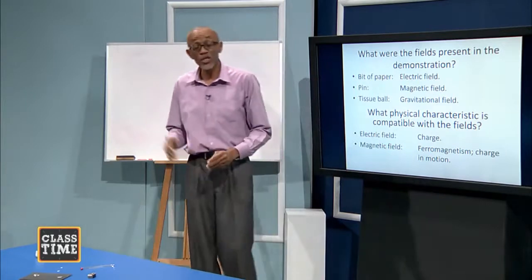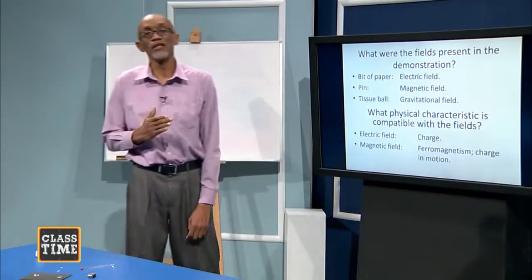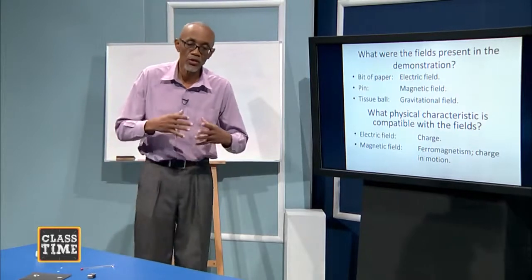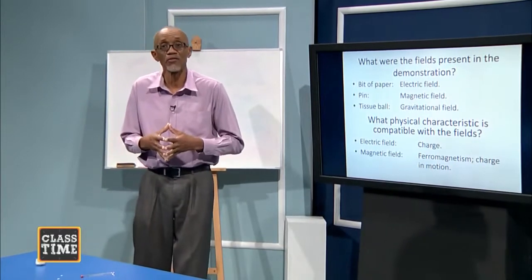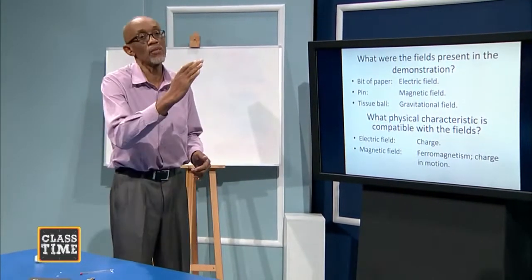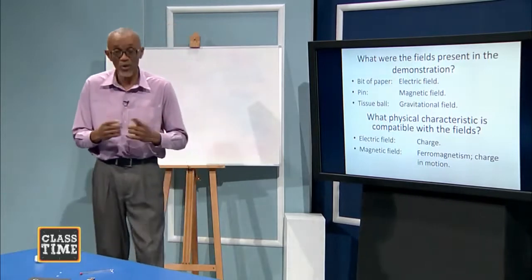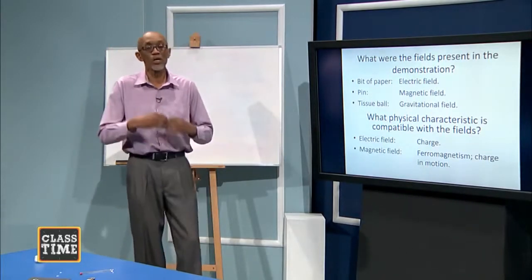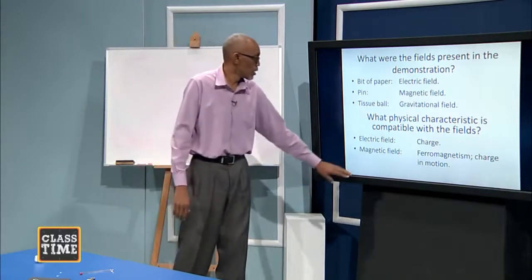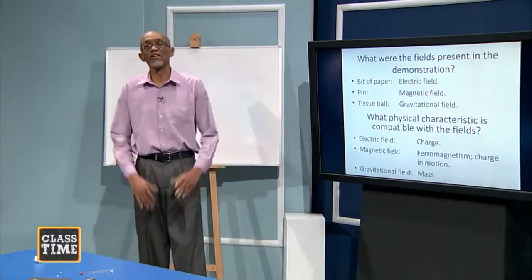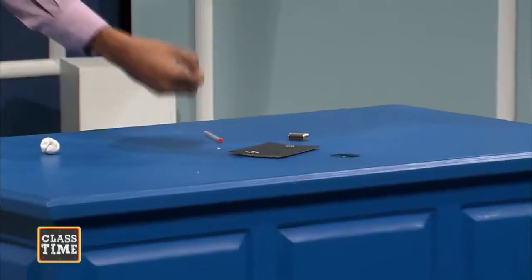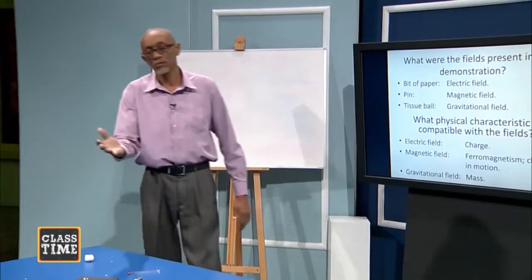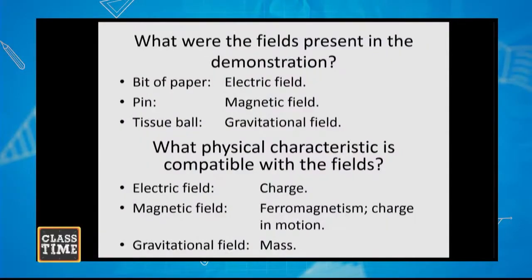Also, a charge which is moving in a magnetic field can experience a force. So not a stationary charge. A stationary charge would not experience a force in a magnetic field, but a charge which is in motion in a magnetic field can experience a force. We won't get into the fullness of that because we don't have to, but it can. All right? And then for the gravitational field, anything that has mass. So if I pick up a bit of paper and drop it, it will experience a force. As long as it has mass, the gravitational field will exert a force on it.